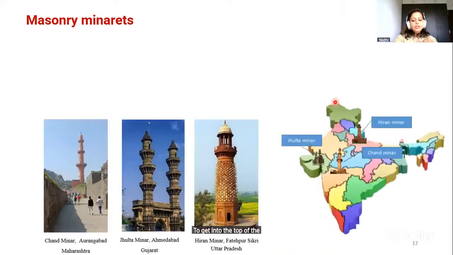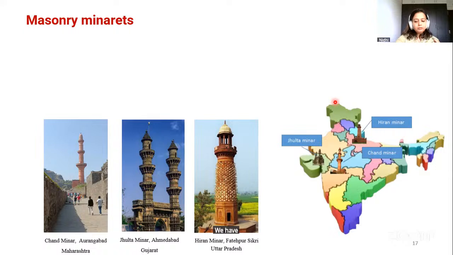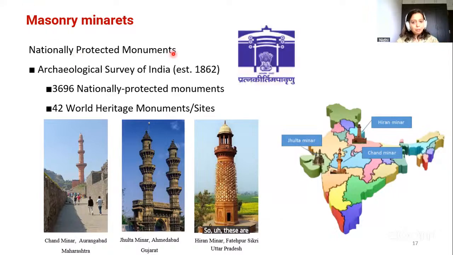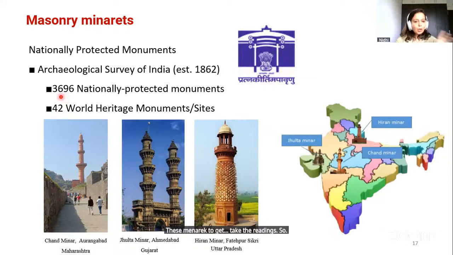These are some of the masonry minarets in India where we went and collected data. The first one is Chand Minar, located in Aurangabad, Maharashtra. This is Julta Minar in Ahmedabad, and Hiran Minar in Uttar Pradesh. So in different parts of India we went and took this data. These are nationally protected monuments, and in collaboration with the Archaeological Survey of India, we could get access to these minarets to take the readings. In total there are 3,696 nationally protected monuments and 42 World Heritage Monuments or sites.